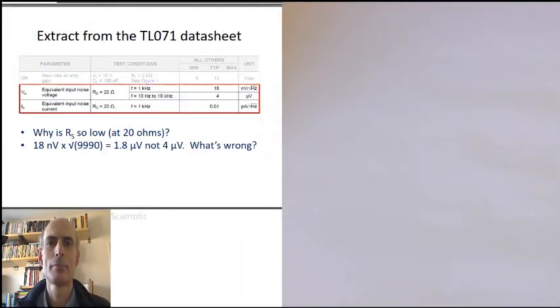Okay, now a few questions might occur to you when you look at those figures. Firstly, why is RS, the source resistance, so low at 20 ohms? That is far smaller than any resistor that we're likely to use in an application circuit. And the reason is because that resistor then contributes negligible noise.